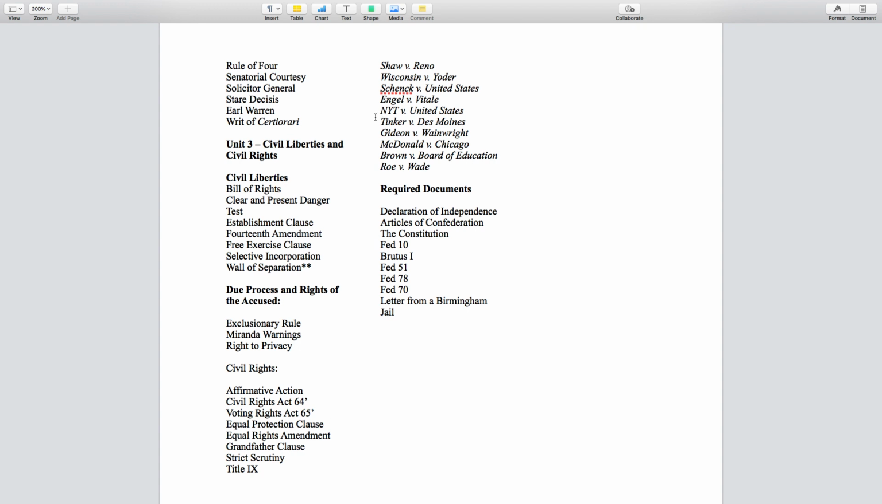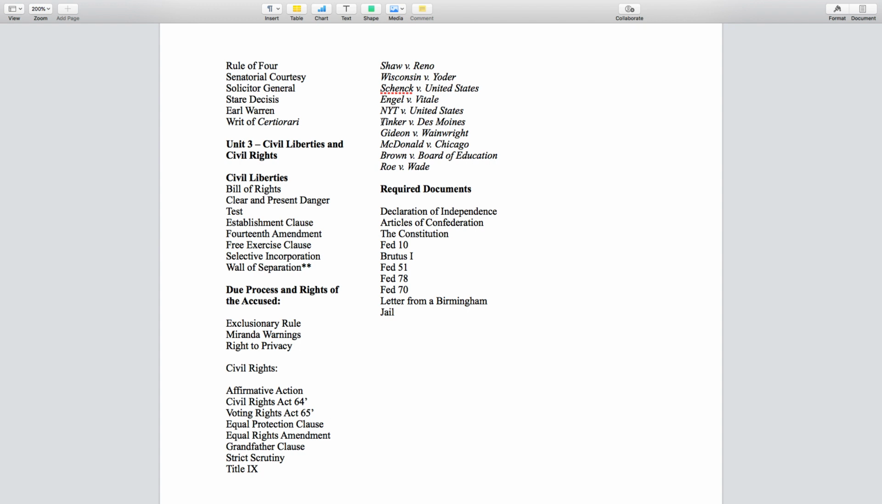Tinker v. Des Moines, students basically don't give up their First Amendment free speech, symbolic speech rights as they enter school, as long as they do not negatively impact the learning of others. Okay, so you could not come into school and have something particularly provocative that is going to disrupt the learning environment. However, if you come into school just simply wearing a black armband to protest a war or something like that, that is perfectly legal under Tinker v. Des Moines.